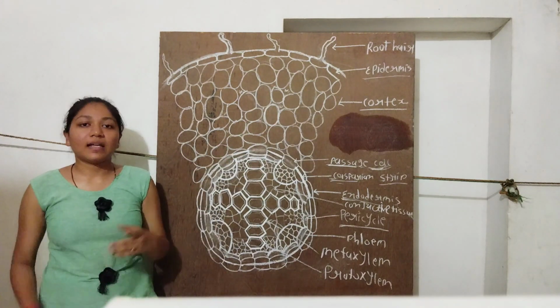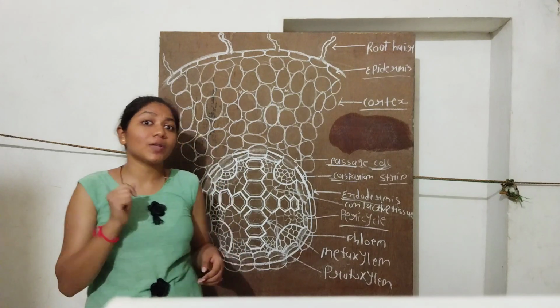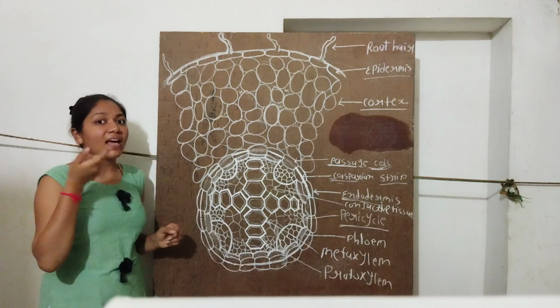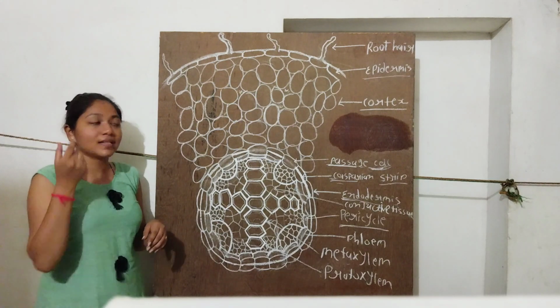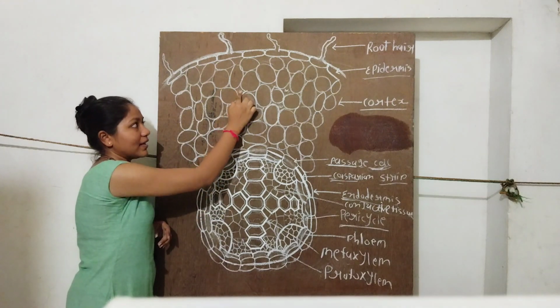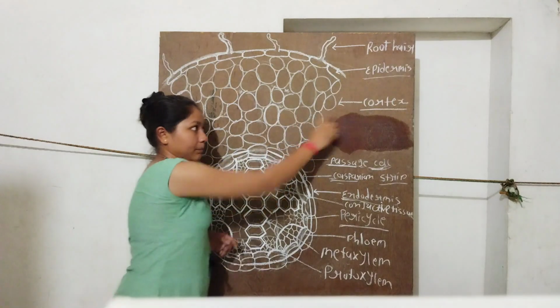After the epidermis, in the case of a stem, we have a hypodermis layer. But in the case of the dicot root, we don't have any hypodermis layer. But we have parenchymatous cells which have thin cell walls and also have intercellular spaces. This is called the cortex.